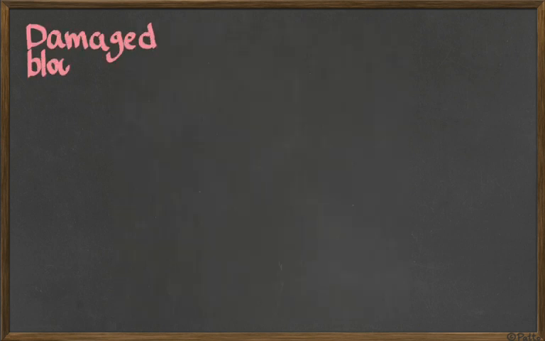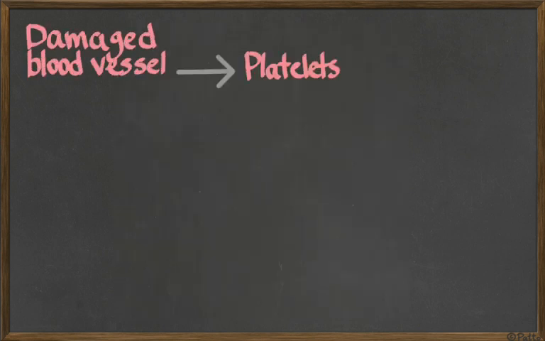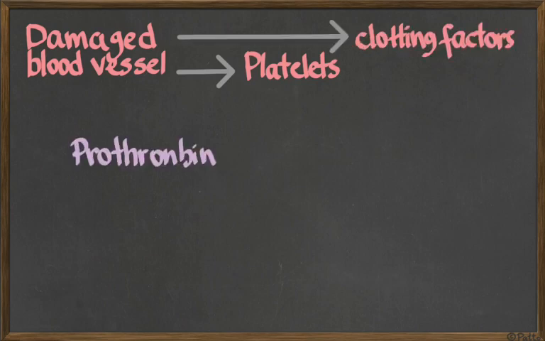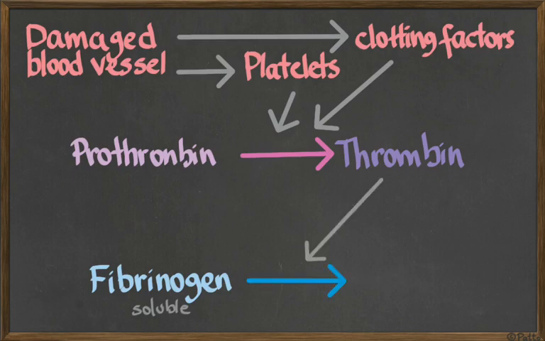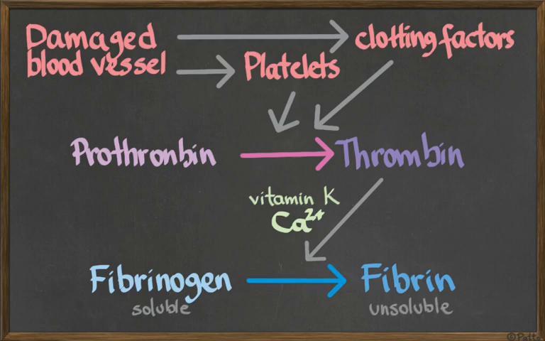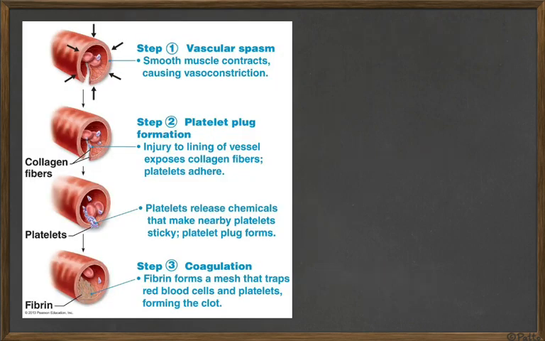So let's take a quick look again. Damaged blood vessels make platelets and clotting factors, which make prothrombin become thrombin, and thrombin makes fibrinogen become fibrin, with the help of vitamin K and calcium. The fibrin is insoluble, so it makes the blocking. So the idea is this: clotting factors signal, platelets, they make fibrinogen become fibrin, and they make a block and stop the bleeding. This is the idea, a very quick overlook.